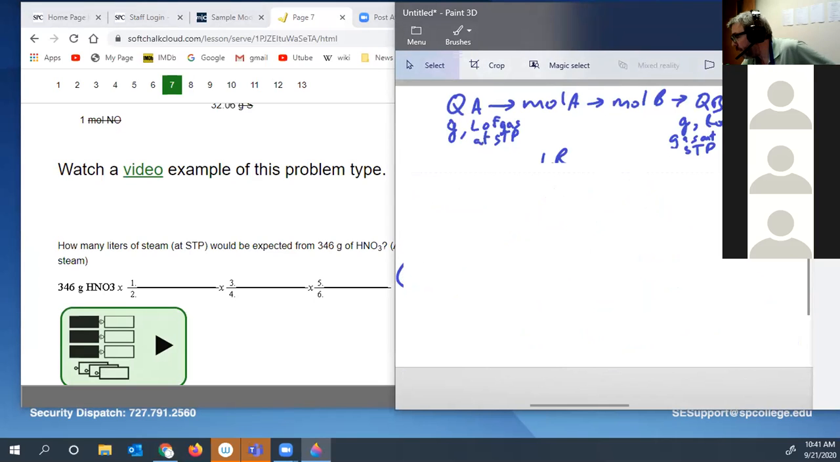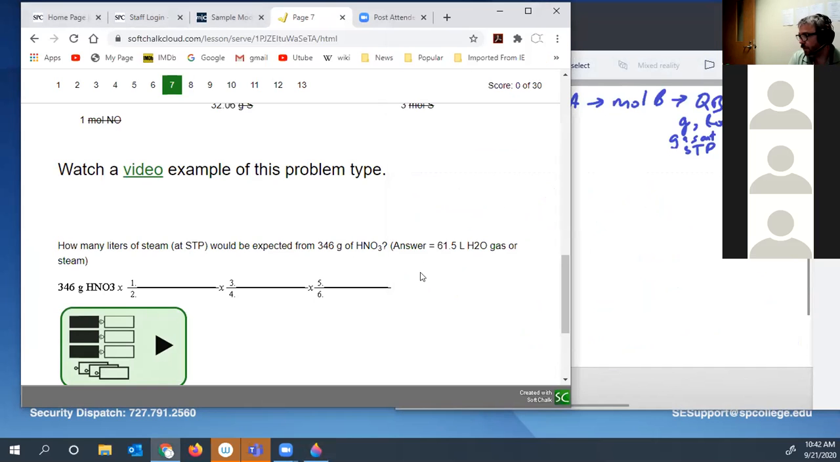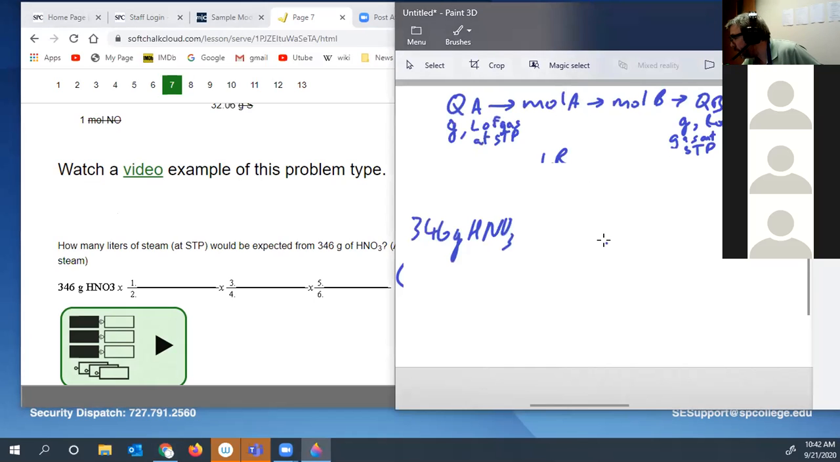So we're starting out with grams of HNO3. And we're going to liters of steam, which is water. Maybe that was the problem. Yeah, that. And I was also just a little bit confused as to how to do the conversion and everything.